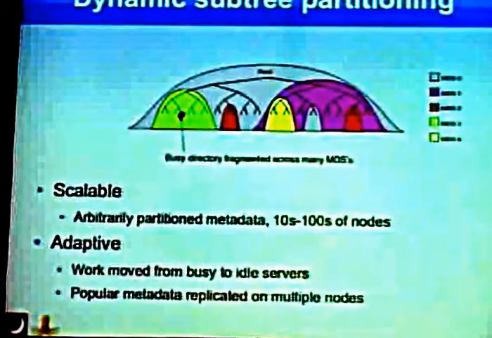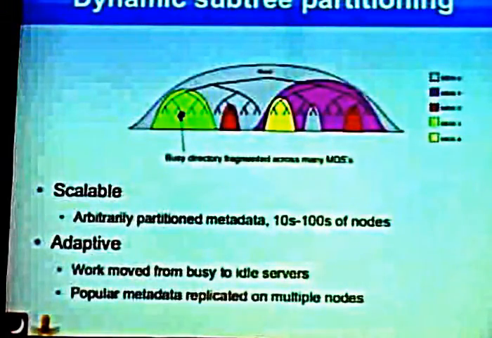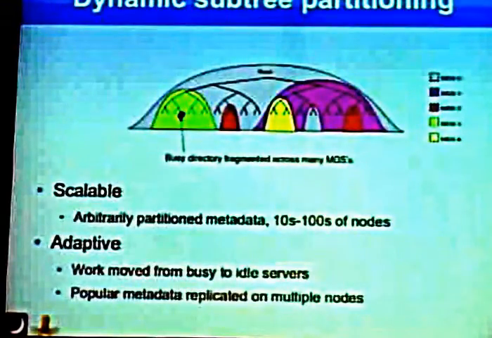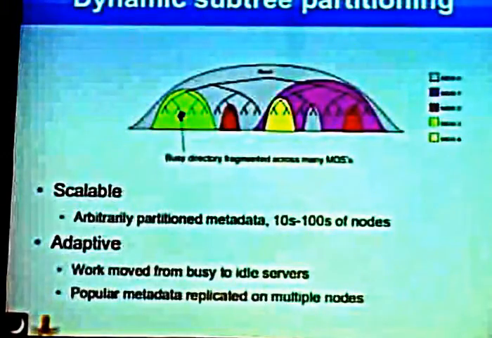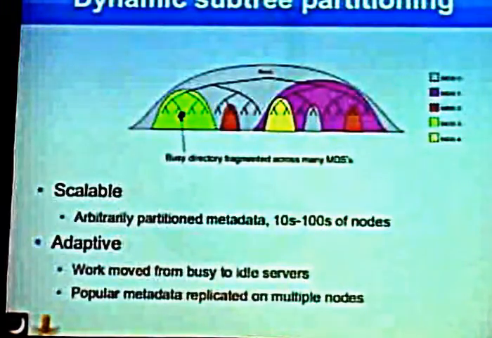And it's also adaptive because the system is constantly monitoring load and moving busy parts of the hierarchy from busy servers to less busy servers. So you can always fully utilize your available computational resources to handle all this. It'll also replicate popular metadata across multiple nodes for availability and performance.